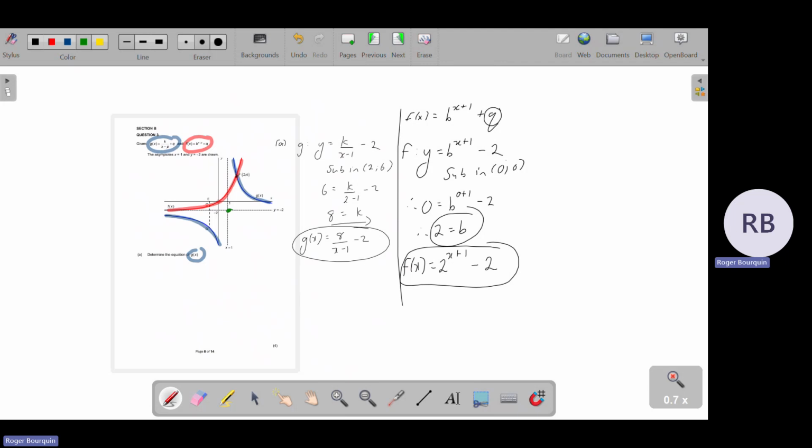Every hyperbola has two axes of symmetry, right? They always go through what? They always go through the point where the asymptotes meet. What's the coordinates of that point over there? 1 and -2, right? We're happy with that? So they go through that point over there.